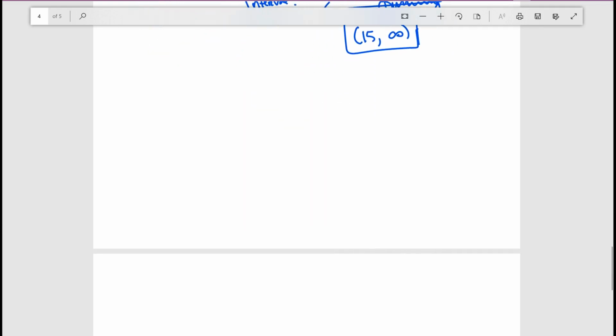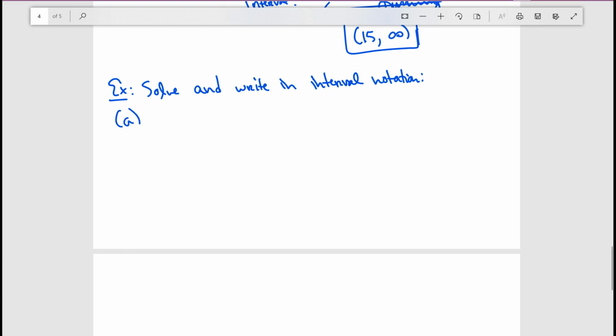All right, so let's try these next problems. What I want you to do is solve them, and write the answer in interval notation. My first problem is going to be n over 3 plus 4 is less than 10. And then, let me write a 2 in here, 2n over 3.